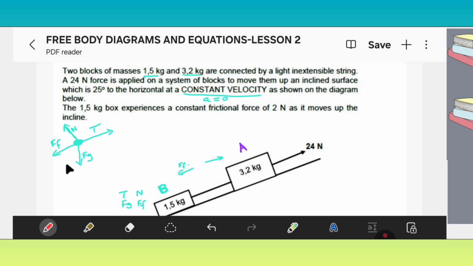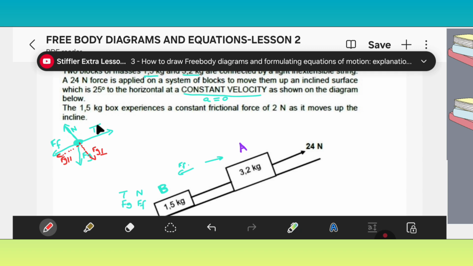So now let's try to formulate the equation of motion of this object, but before we do that, let's first talk about this Fg. So always remember that this Fg is acting at an angle, so it will have two components, which is the Fg perpendicular and the Fg parallel.